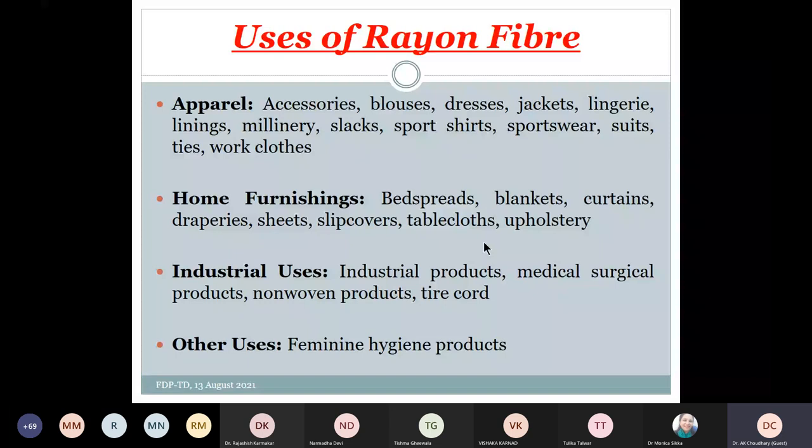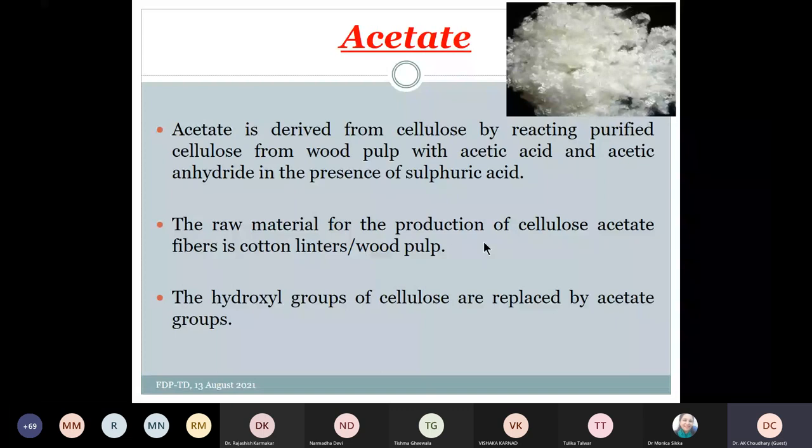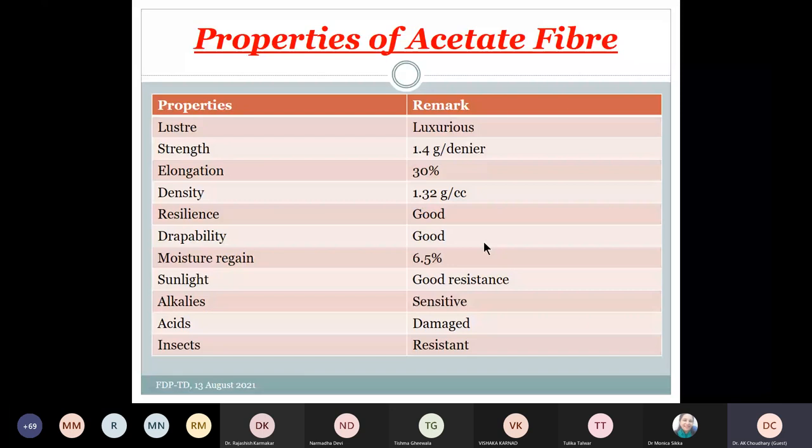These are the acetate fibers. Similar to rayon fibers, we produce them from either cotton linters or wood pulp through the wet spinning process. Simply, the hydroxyl groups of cellulose are replaced by acetate groups in acetate fibers. So these are the properties of acetate fibers: almost the same as viscose rayon, but slightly better than viscose rayon in terms of elongation.